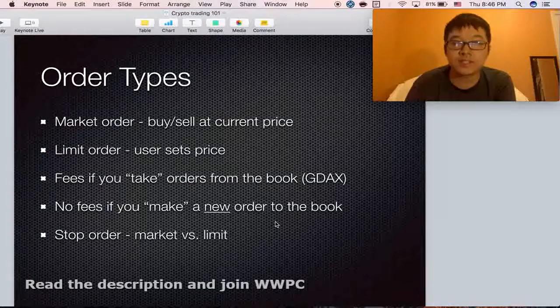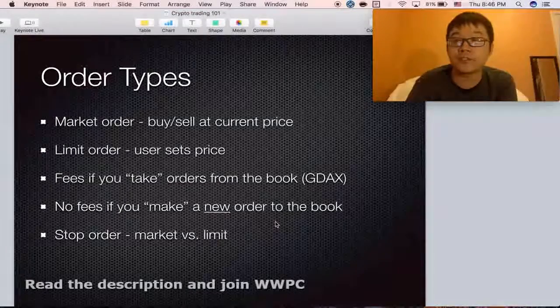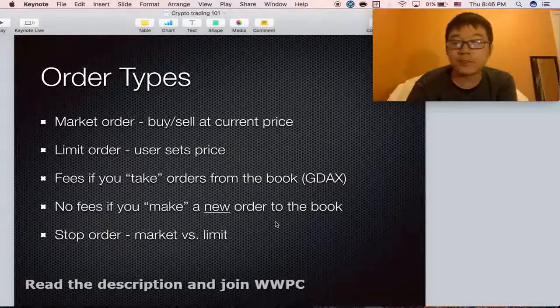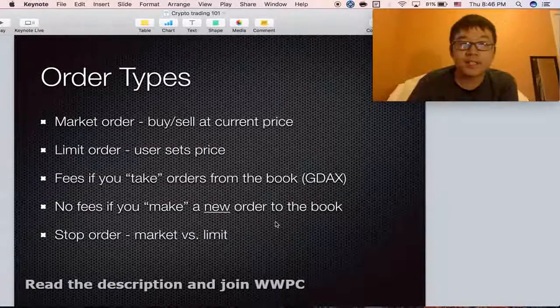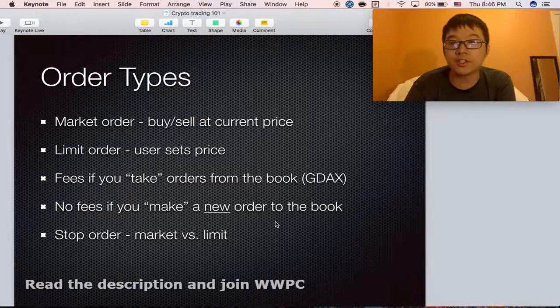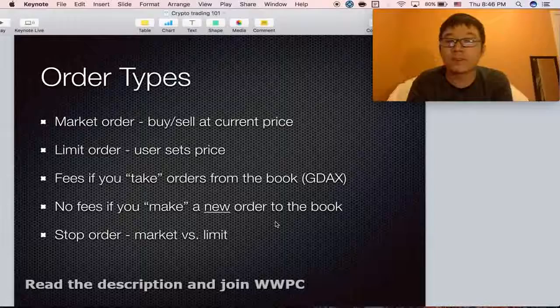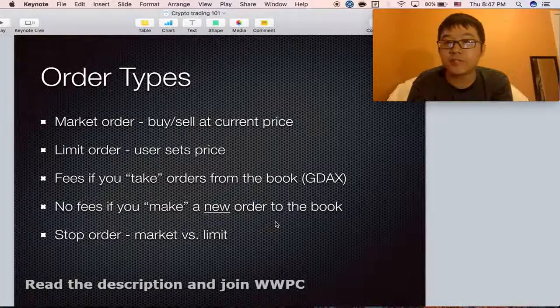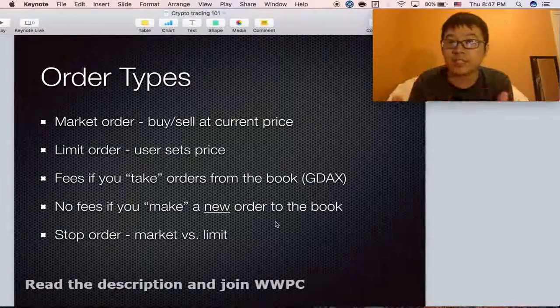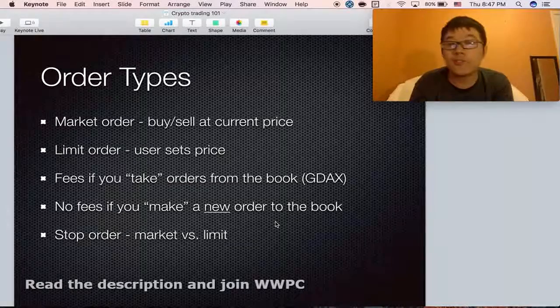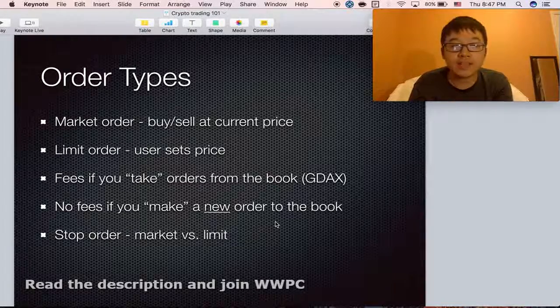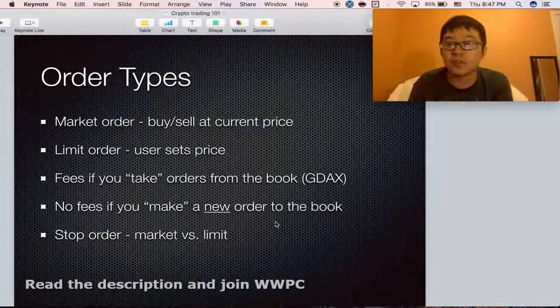Something interesting to note is that the fees are different. The fees for your orders differ depending on what kind of order you put. So if you're doing a market order, you're taking orders from the book, and so they charge you a small fee to do that, at least GDAX does. And there are no fees if you do a limit order and you're making a new order at a new price on the book.